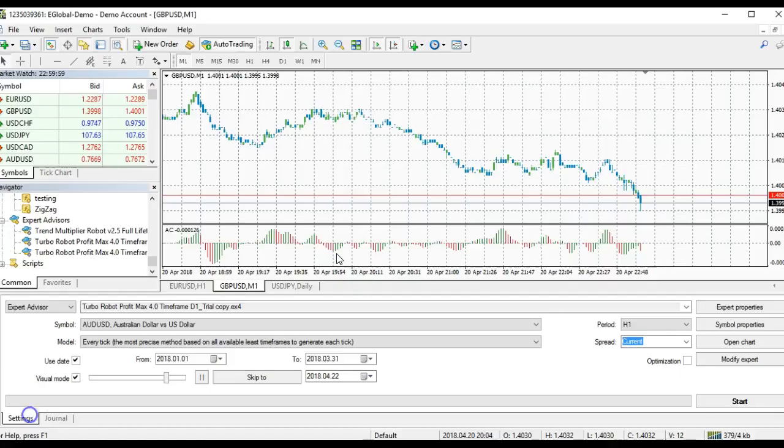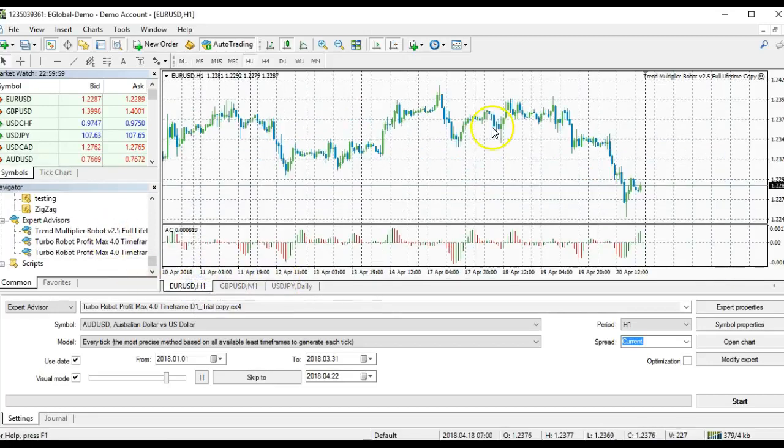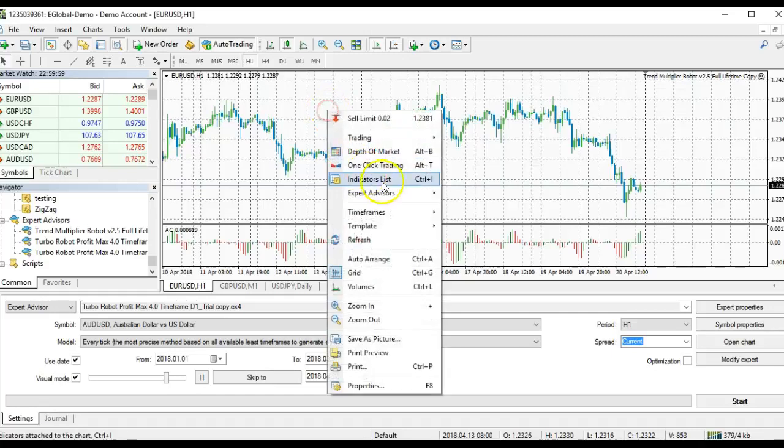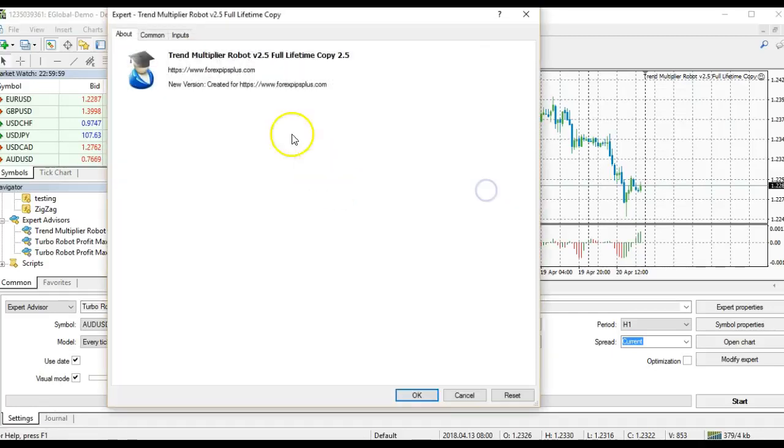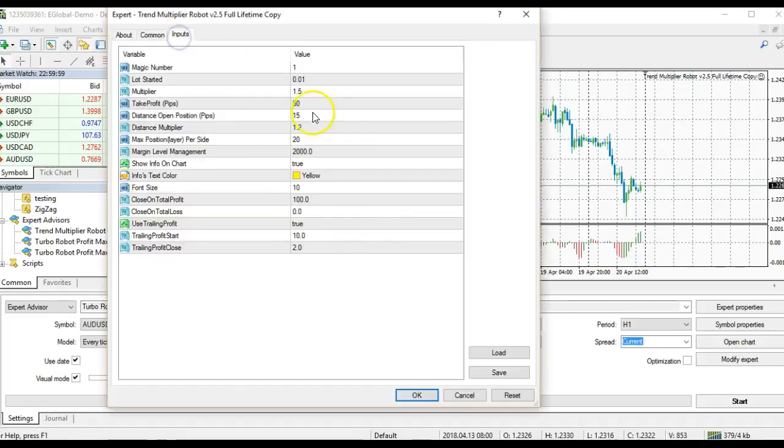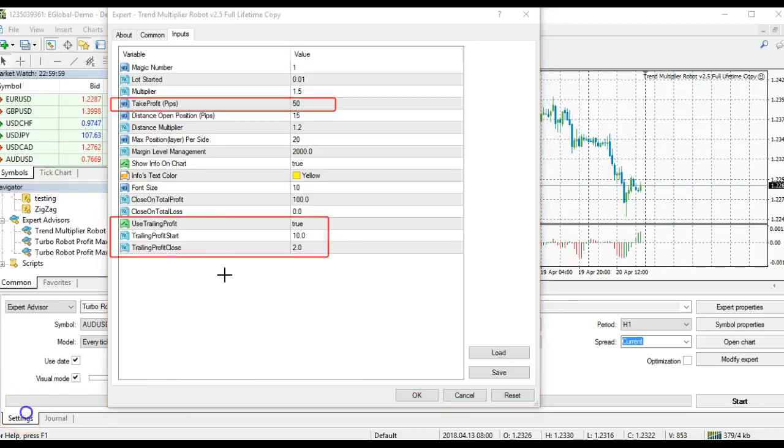Alright, so what I have here is the MT4 platform. We are installing our robot, our EA. So we have a trend multiplier. If you are on a trend multiplier, we have that here. You can see this trailing profit and also our take profit. This is what we're going to discuss here, and this is for trend multiplier. So we have take profit and also we have trailing profit.